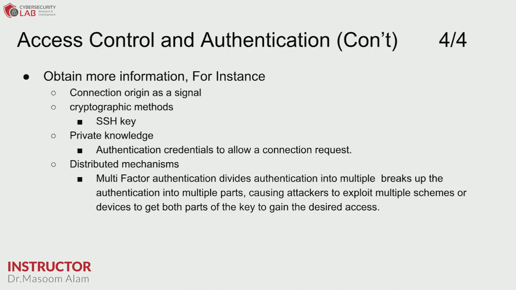Access control and authentication is the primary means of network defense. So we actually stop the attackers from accessing the resources which are present on the network. So this is the first line of defense.